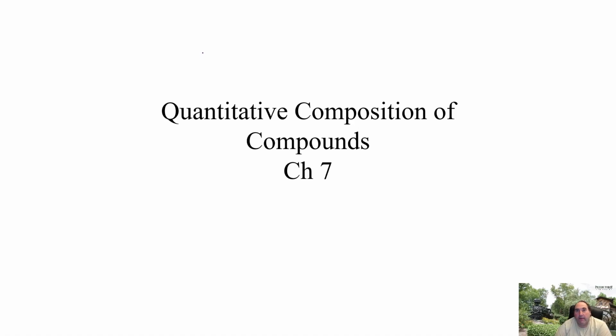Okay, welcome back here. Chapter 7 up on tap for today. Chapter 7 is quantitative composition of compounds. We're going to talk about some very important units here in this chapter. We're going to talk about our friend the mole, not the furry guy. We're going to talk about also Avogadro's number.